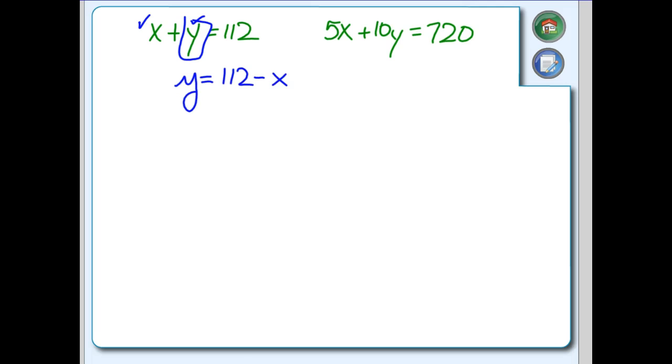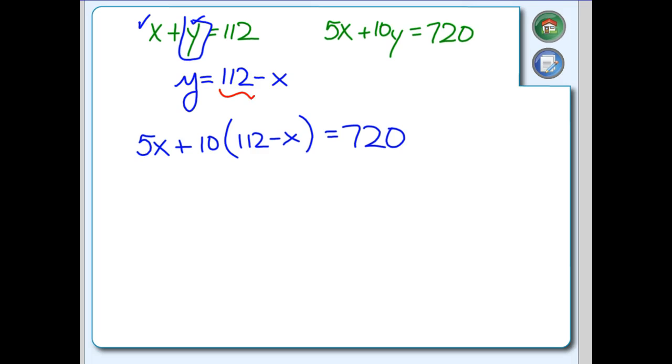And now we're going to do what we did last night for homework. We're going to substitute that value for every time I see a y in my equation. So when I look there, I've got 5x plus 10 times (112 minus x) equals 720. Everybody understand what we did? This got plugged in for y, and then we just put the rest of the equation around it.